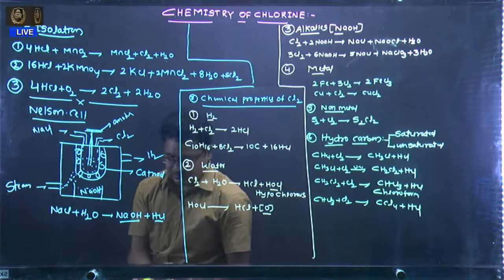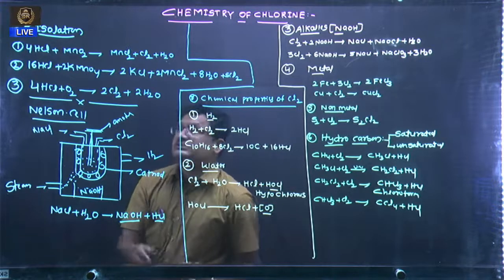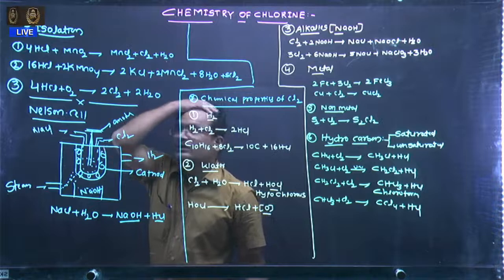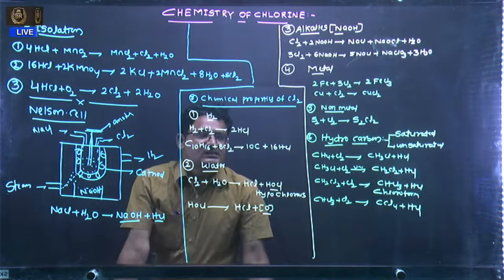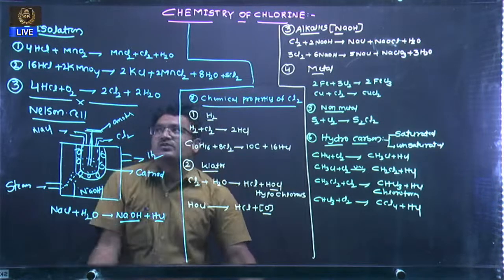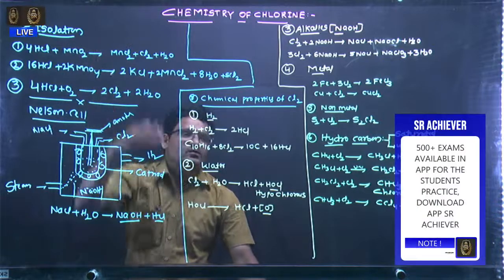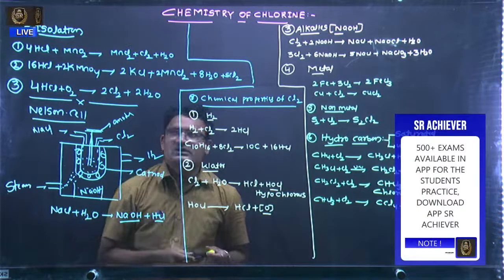So this is what happened. First, what is the chemistry of chlorine? Chlorine was introduced by the scientist named Scheele. The first topic is methods of preparation of chlorine, that is, isolation.